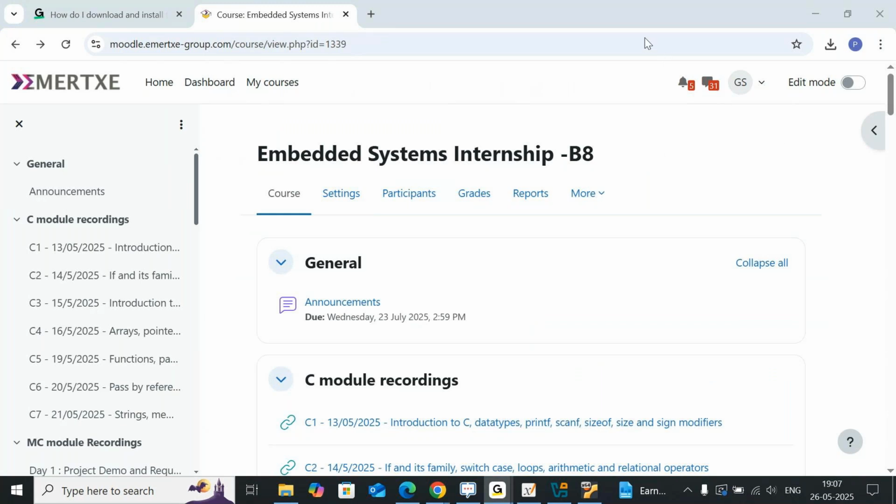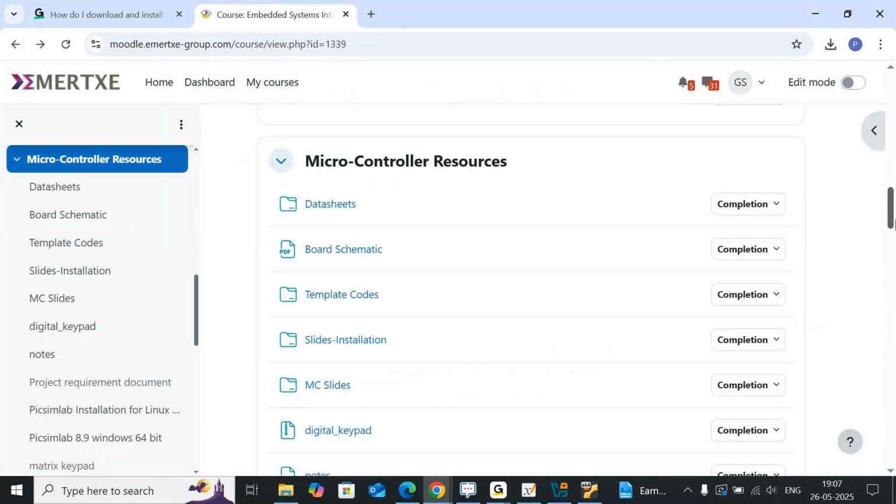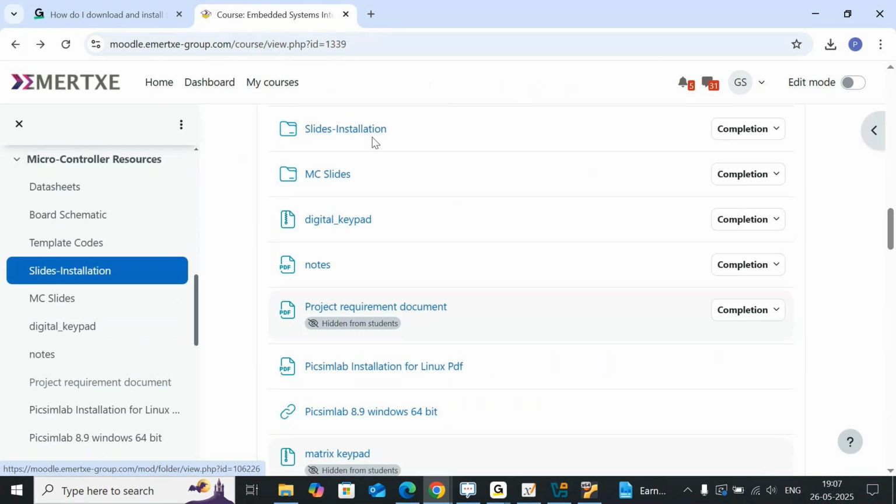No, install after the class, not now. I already have MPLAB X IDE in my system. If you have XC8 and MPLAB IDE, you can use the same. For the PicsimLab installation, you can check the installation slides document. I'll tell you how to read a datasheet. If there is any need to take a test or submit any program, we will announce that in the LMS. We will post it in the LMS.